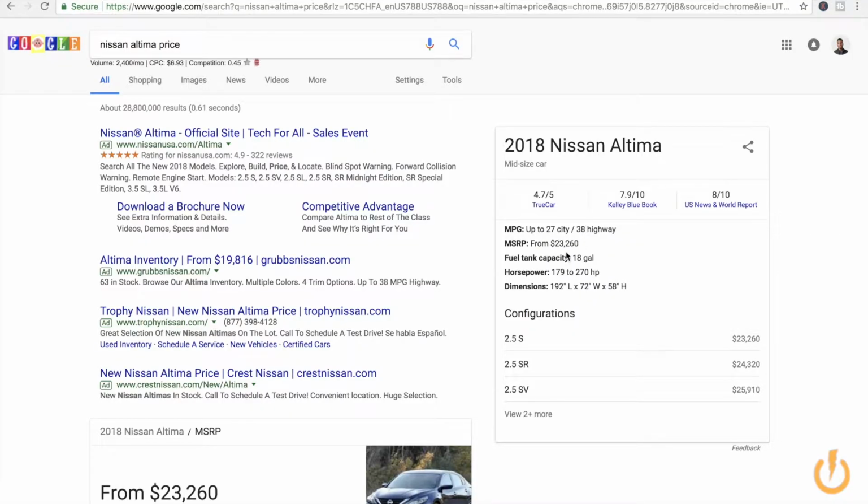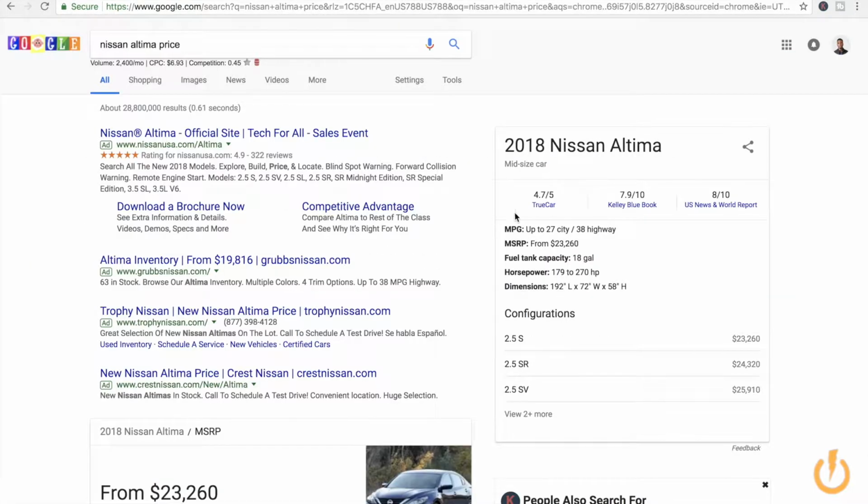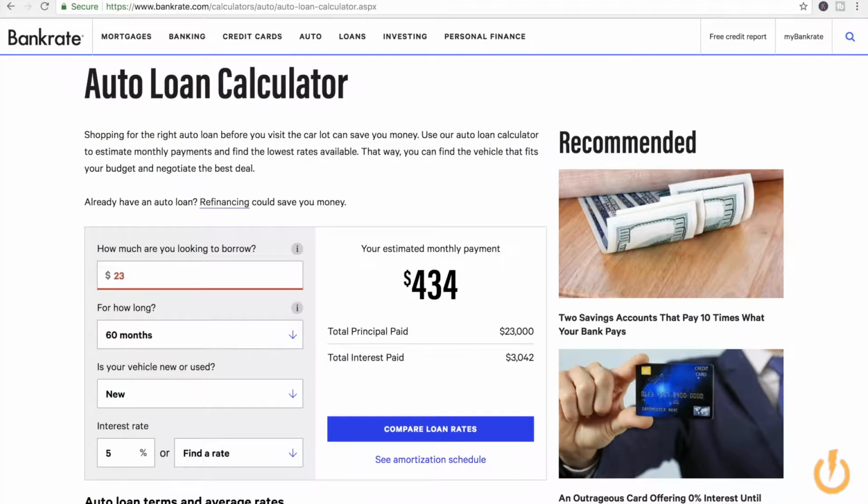Alright, Nissan Altima normally goes for about $23,000, so that's what we'll put in. Let's say we do a normal 60 month. In fact, let's just get it as exact as possible. $23,260. And let's say if we get a 5% interest rate. With a 5% interest rate, you'll be paying $3,077 on top of the $23,000.